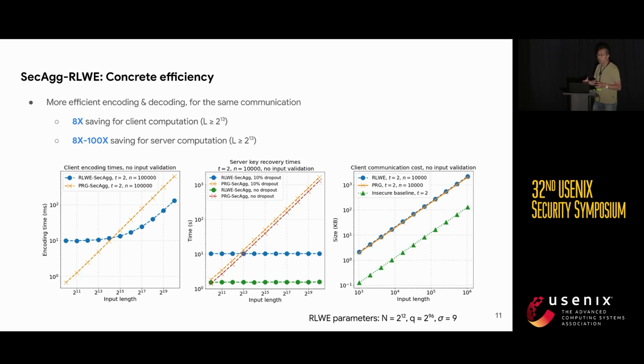In terms of communication, when we use LWE as the encoding scheme, we need to spend a little bit more bandwidth to accommodate the LWE error. But because of our security proof, we can use just a very small amount of LWE error. In the benchmark, this shows that the total bandwidth consumption of the LWE protocol is almost the same as the previous PRG-based protocol.